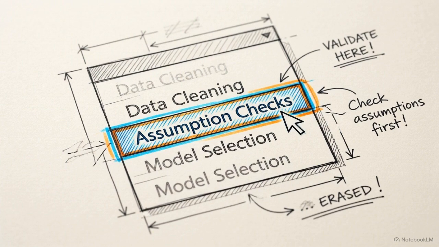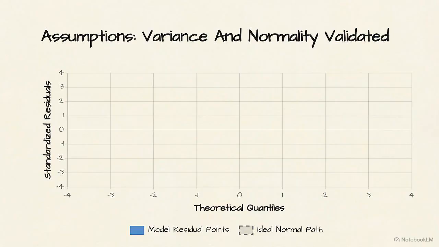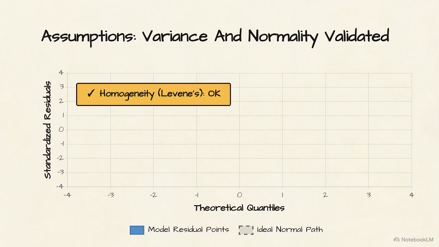Before we interpret any results, we have to perform a safety check. Like all parametric tests, a mixed factor ANOVA relies on a series of mathematical assumptions that must be validated first. First, we check the homogeneity of variance using Levene's test. We are looking for no significant difference in variance within our dependent variable groups.